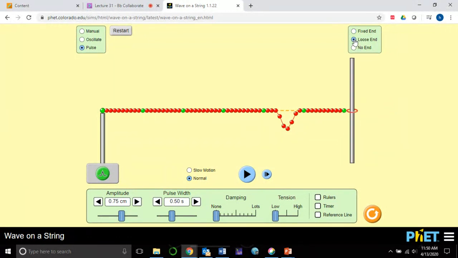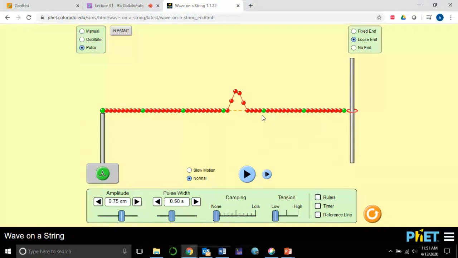However, if you had a loose end and you started with a pulse, when that pulse hits the loose end and gets reflected, there is no phase difference. The incident wave was above the string, the reflected one is also above the string. It's not inverted. So this is something that I'm going to use in the next lecture, and you are going to see part of it in the pre-lecture video.